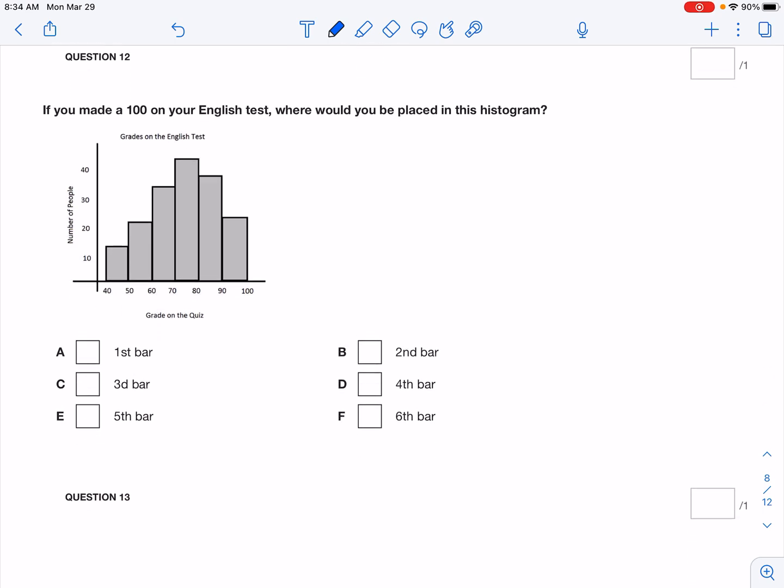Question 12. If you made 100 on your English test, where would you be placed in the histogram? So if you made 100, you would be in this bar from 90 to 100. So that's 1, 2, 3, 4, 5, the 6th bar.